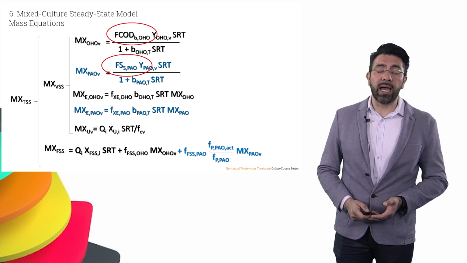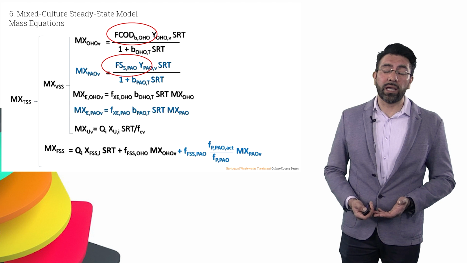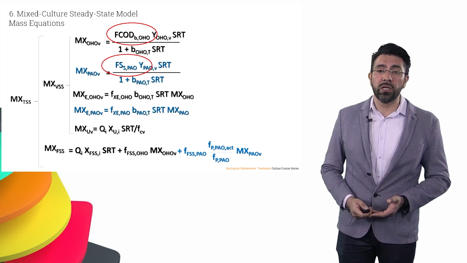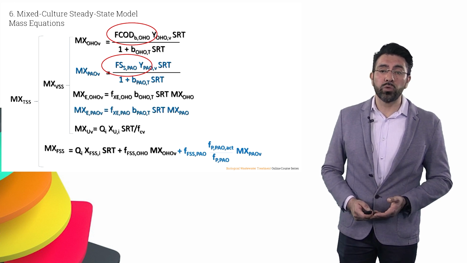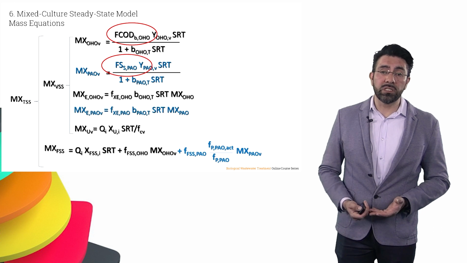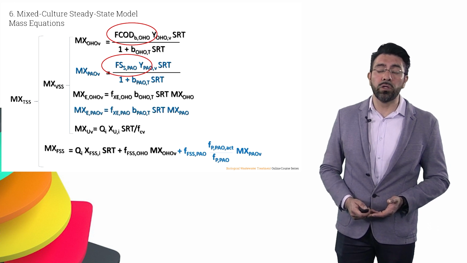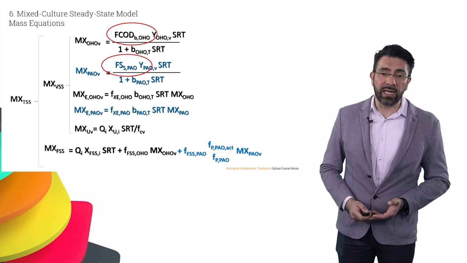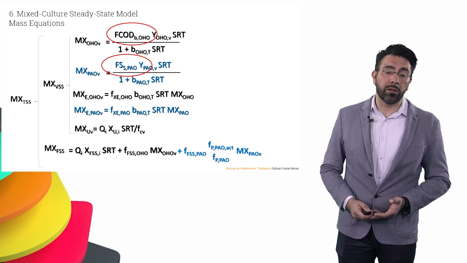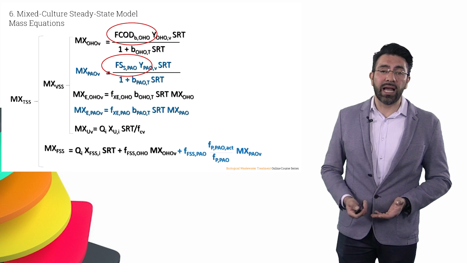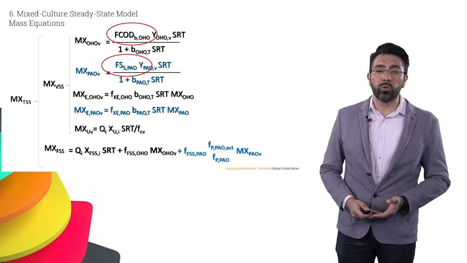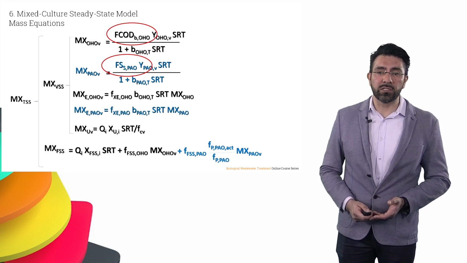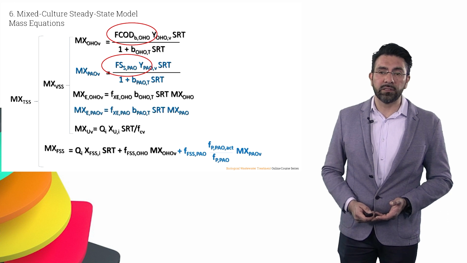And with these two terms, we can continue to use our mass equations to estimate the masses of OHOs and the masses of PAOs. Since these two masses are already known, we can estimate also the endogenous residues of these two groups of organisms and the mass of biodegradable particulate organics, and we will have all the elements already to calculate the total mass of volatile suspended solids that are accumulated in our system.